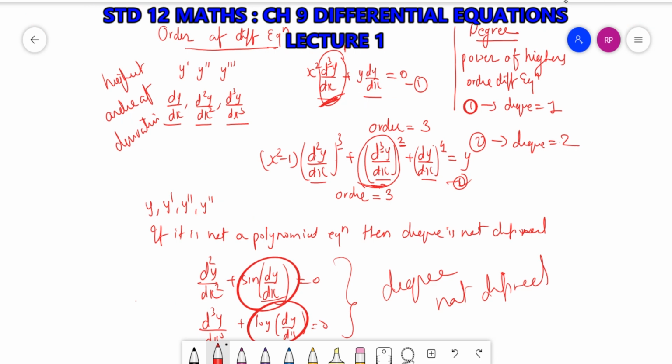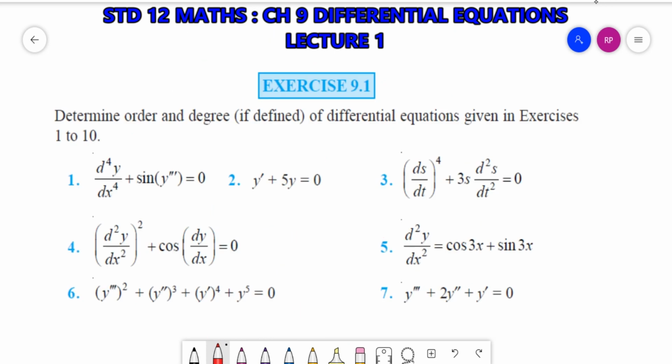Now let's start with exercise 9.1. Determine the order and degree, if defined, of the differential equations in exercises 1 to 10. Now see question number first. This is differentiated 4 times. The degree is not defined because of sine. But for order, what is the maximum number of times it's differentiated? 4 times. So the order is 4. But as it is sine y, it is not a polynomial, so the degree is not defined. Clear?